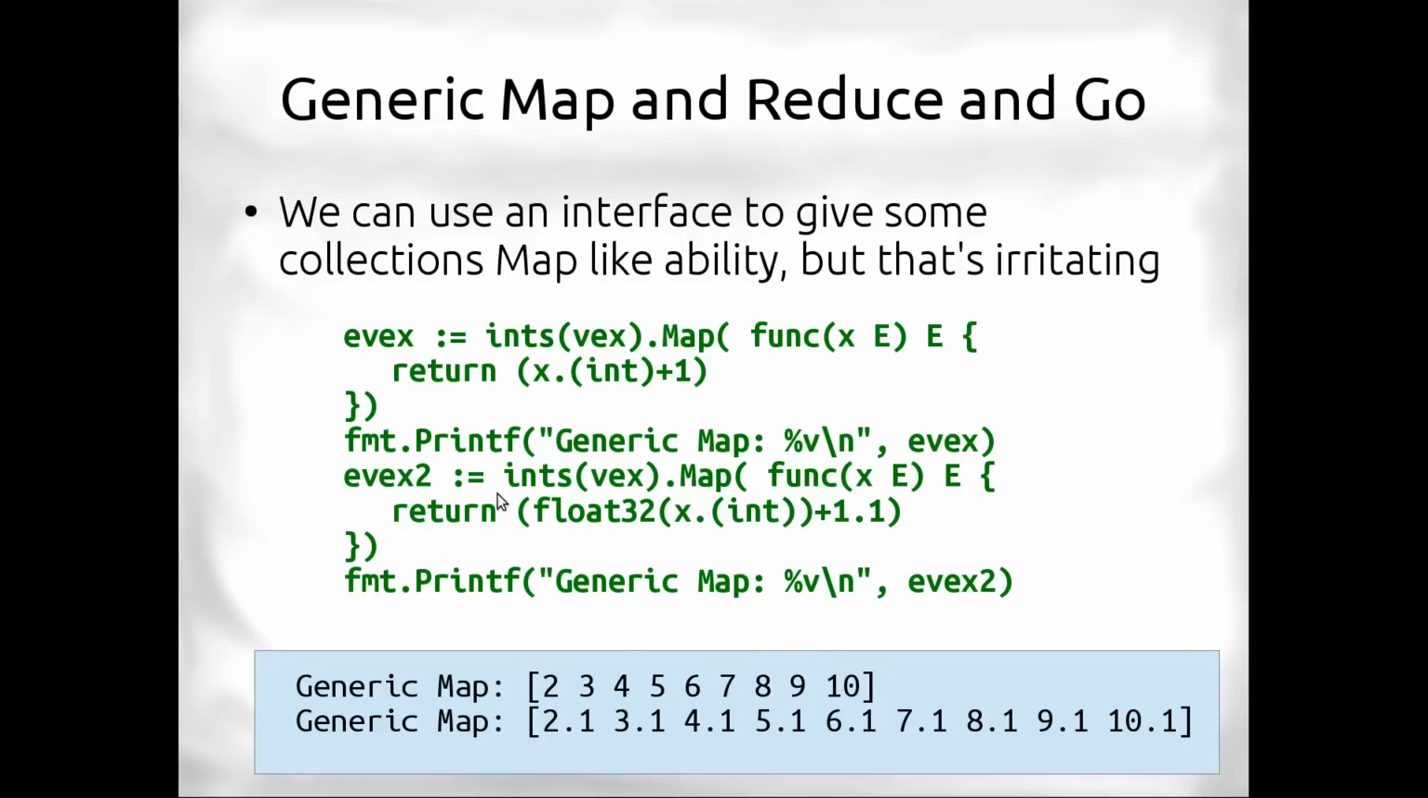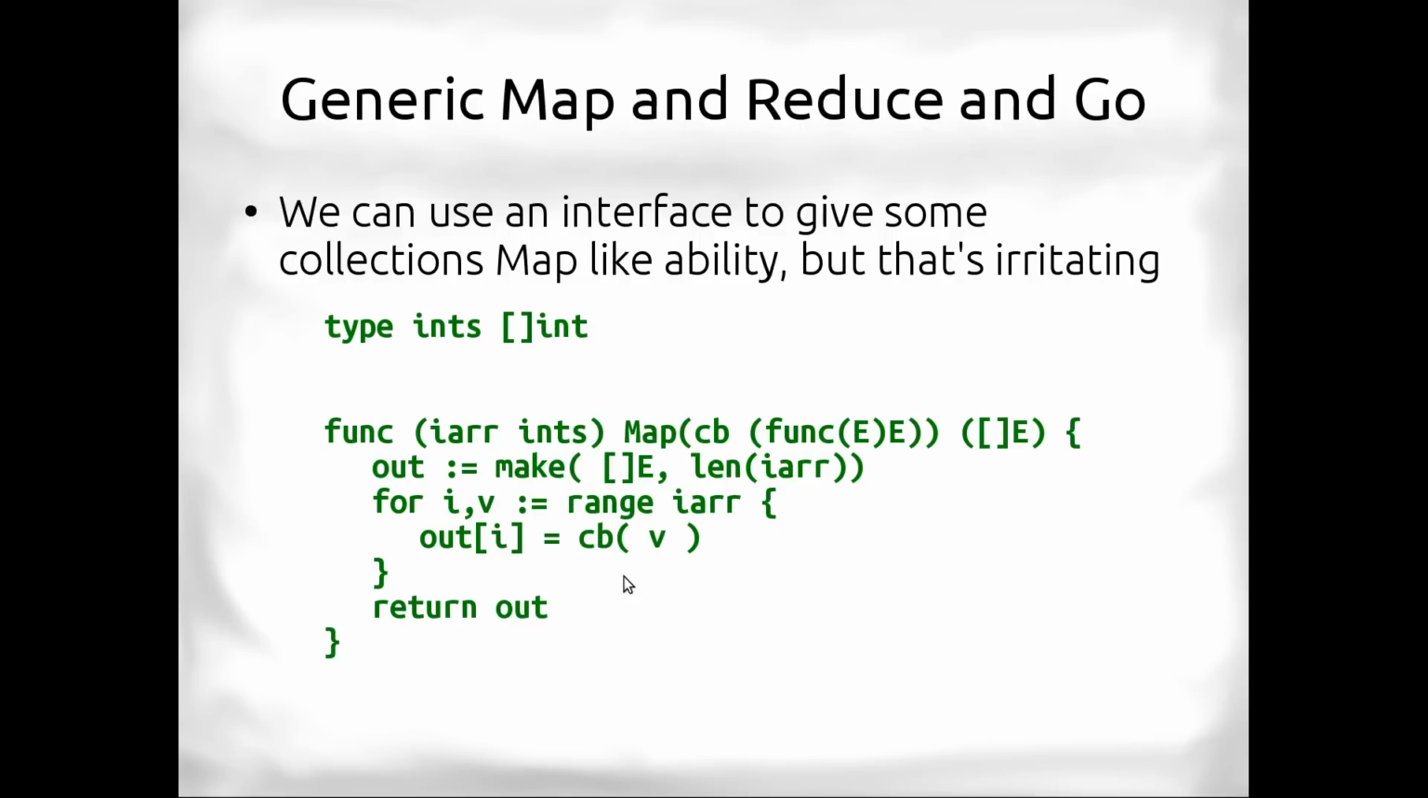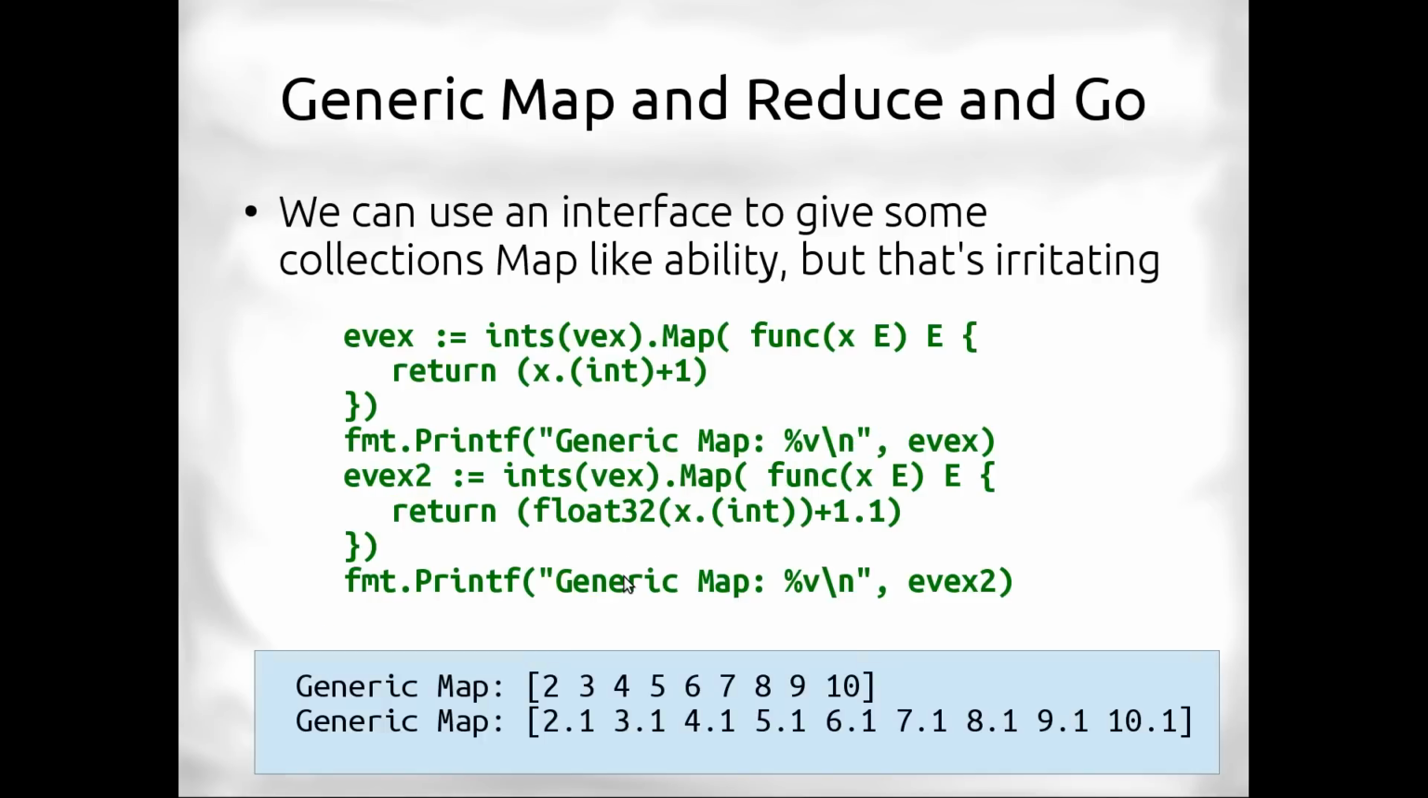So watch this. We come in here, we take an x. We know that this vex is full of integers, but we convert it to float 32. So this is convert the type to float 32 after we get the integer representation and add 1.1 to it. So it's like the increment except we added 0.1 to it. And you can see here the result is float 32s. We get floats out. So this function is actually very powerful. It allows us to output slices of the type of the return value. So that's pretty nice. So we gain a little bit with the type inference.